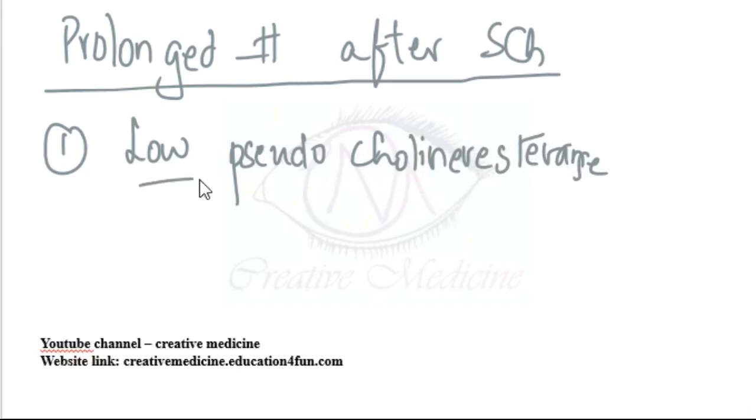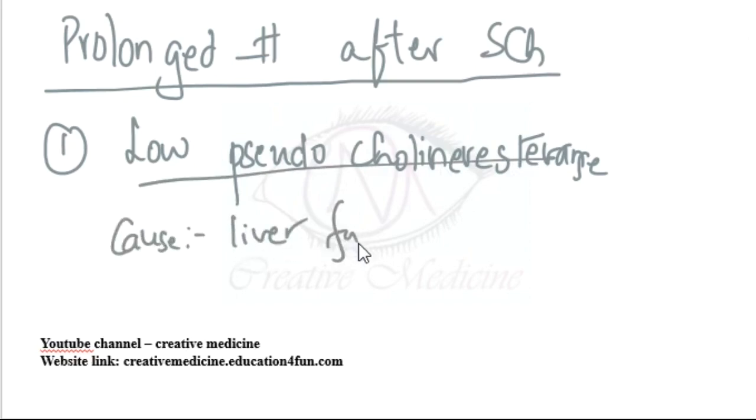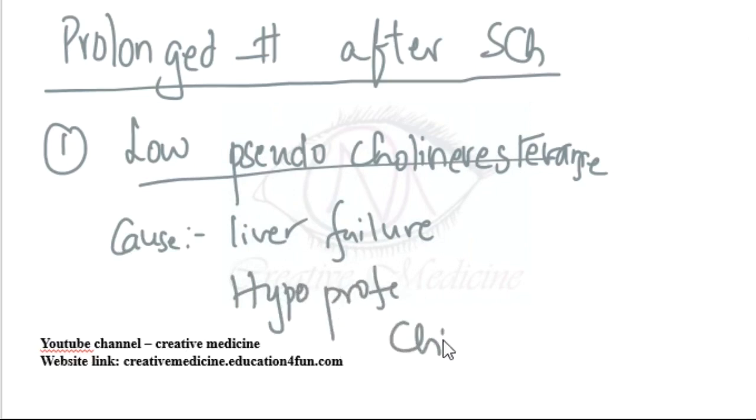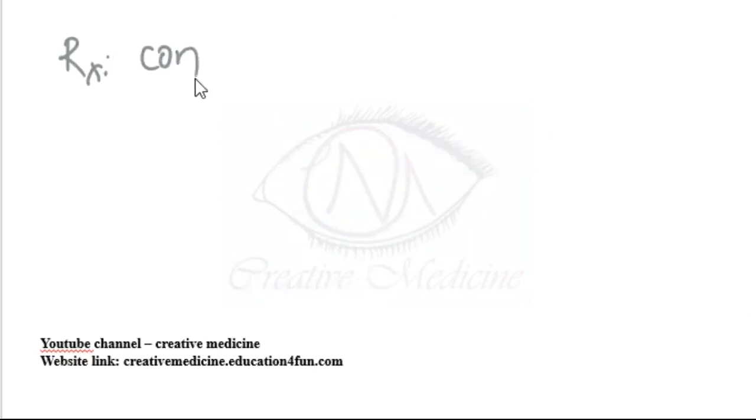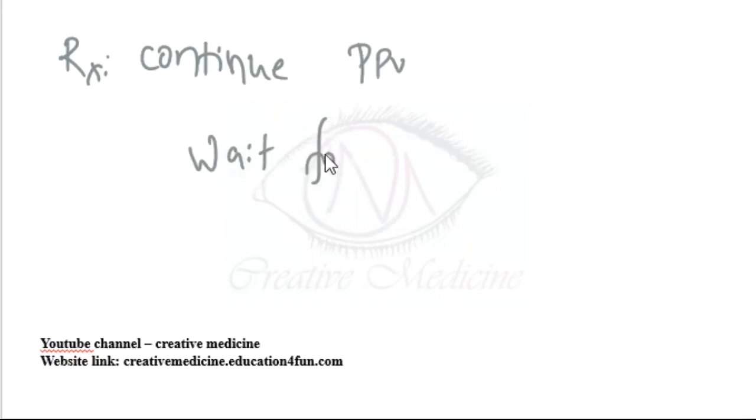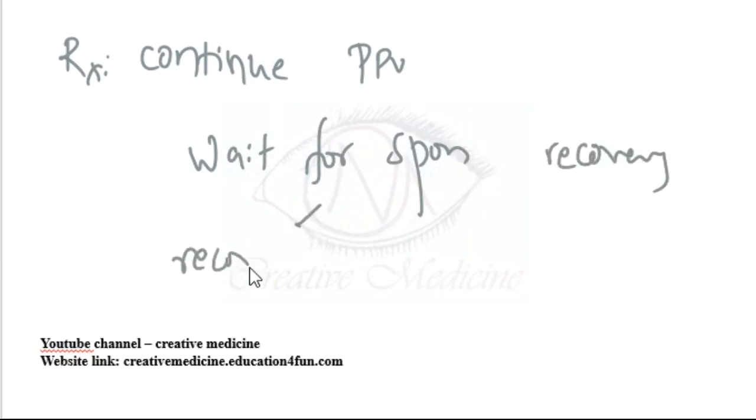So the causes for low pseudocholinesterase are liver failure, hypoproteinemia, or if the patient is on cholinesterase inhibitors like neostigmine and pyridostigmine. So in all these cases, there is low pseudocholinesterase. Treatment of this low pseudocholinesterase is to continue the positive pressure ventilation and to wait for spontaneous recovery. If the patient recovers, it is well and good. If the patient cannot recover, then we should give synthetic pseudocholinesterase followed by fresh frozen plasma.